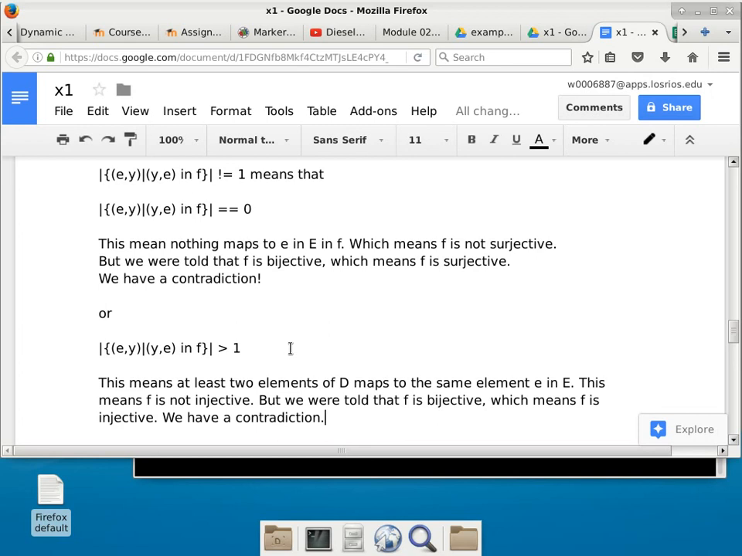So this is a question where I combine the understanding of contradiction, proof by contradiction, with the understanding of functions.